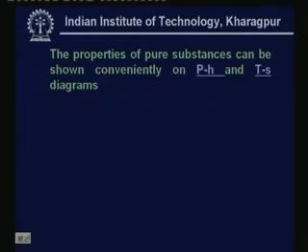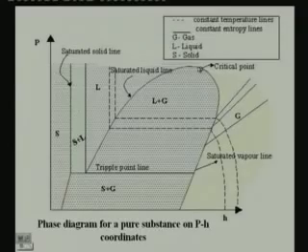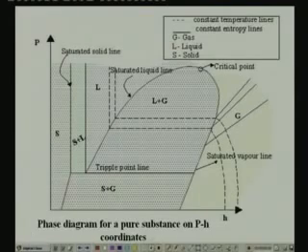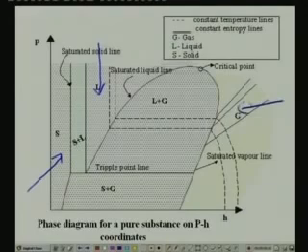The properties of pure substances can be shown conveniently on P-h and T-s diagrams. Let me show a typical P-h diagram. This figure here shows a P-h diagram. So here you have a solid region and a liquid region and a gaseous region, and you also have interfaces.